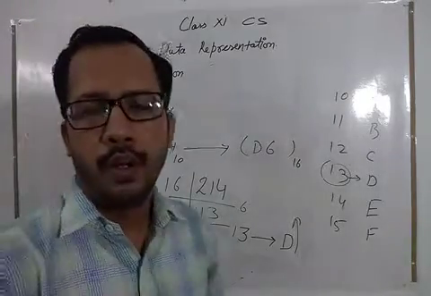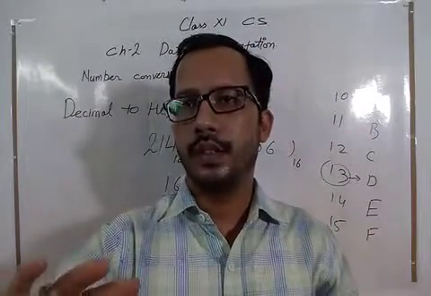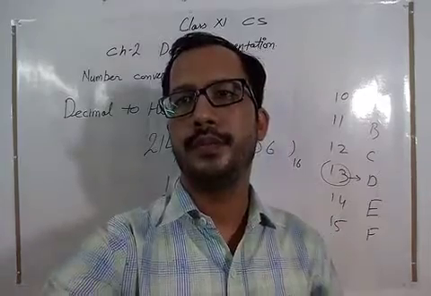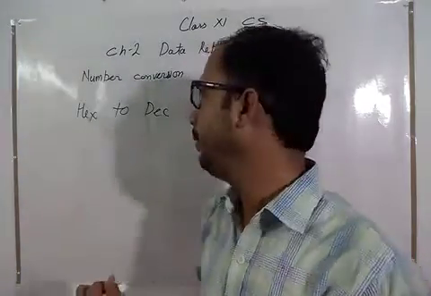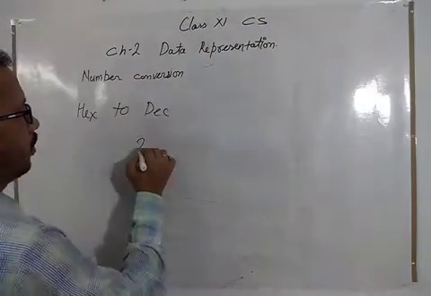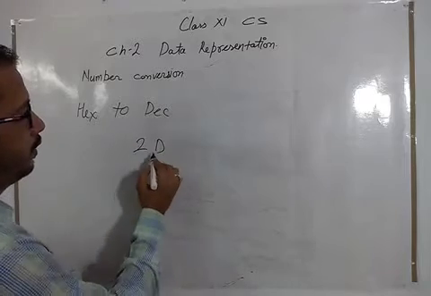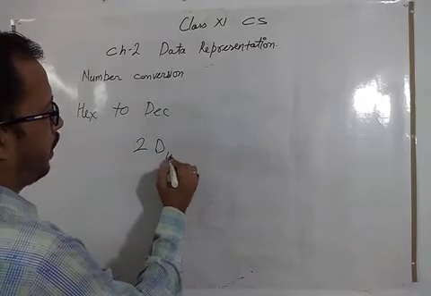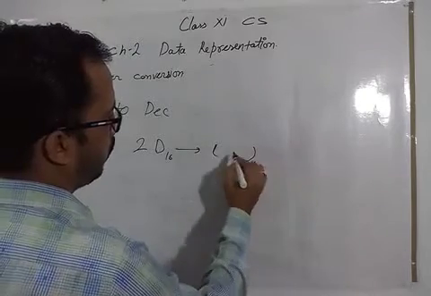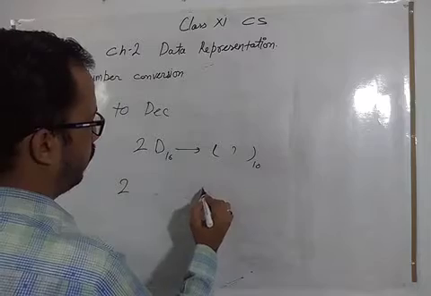Now when we are converting a number from hexadecimal to decimal, we will use the multiplication method. So let's take an example here. Like we are having a number 2D. 2D is hex and we want its decimal. So the method is, we have 2 and D.